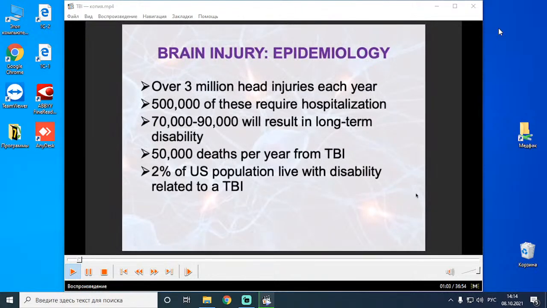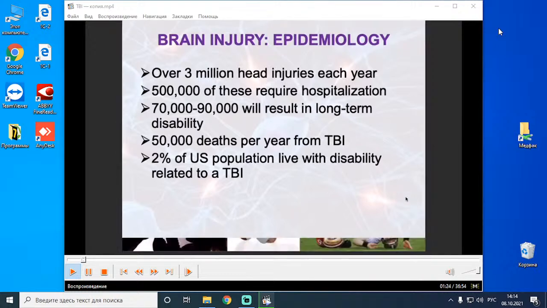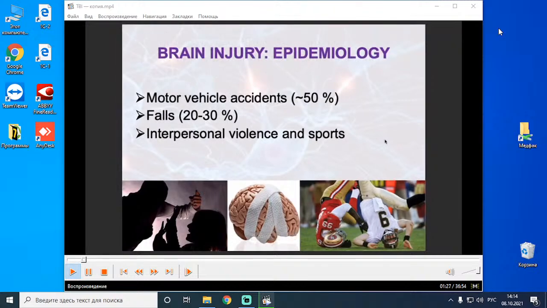Epidemiology. Over 3 million head injuries each year. 500,000 of these require hospitalization. 70,000 to 90,000 will result in long-term disability. 50,000 deaths per year from traumatic brain injury. Almost 2% of the United States population live with disability related to traumatic brain injury. Motor vehicle accidents account for almost 50%. Falls, 20 to 30%, then interpersonal violence and sports.